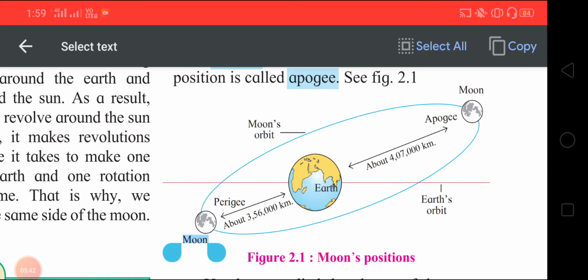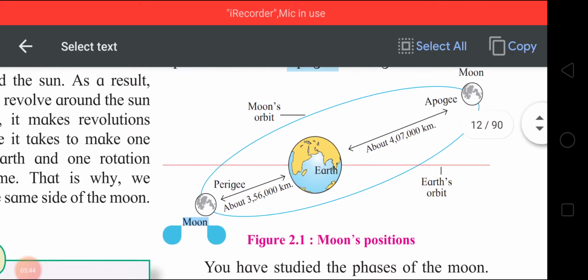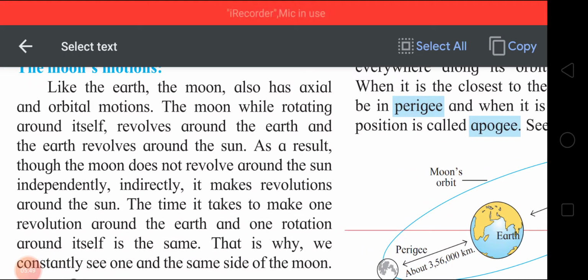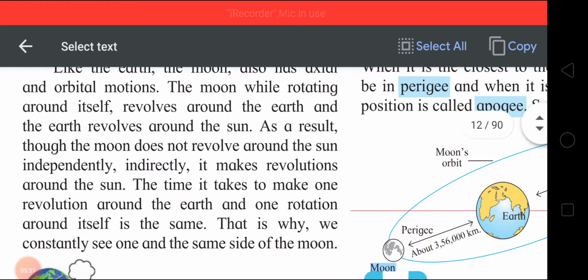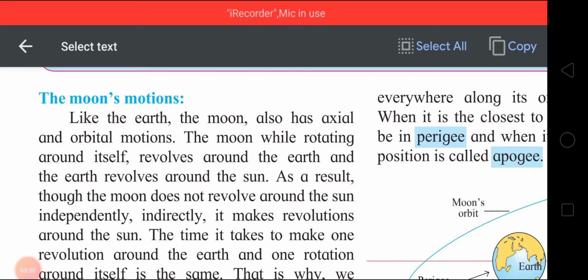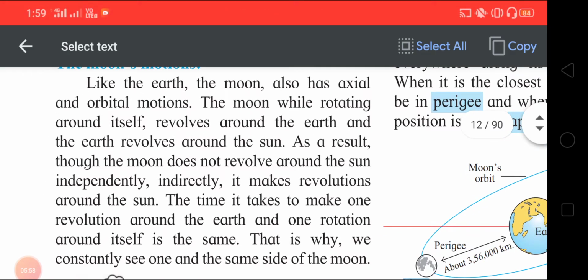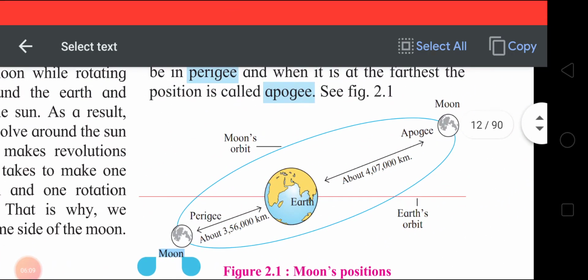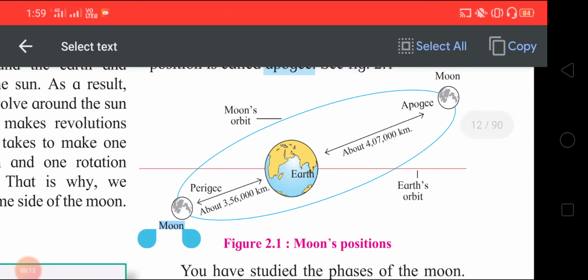Okay? So first these two concepts you should understand. Geography is a little bit complicated. So children, small videos I am making, you go through it. You go through this video, that what we covered, the topic, the moon's motions, and second is perigee and apogee. Got it? For the practice, you do figure 2.1 motions position.